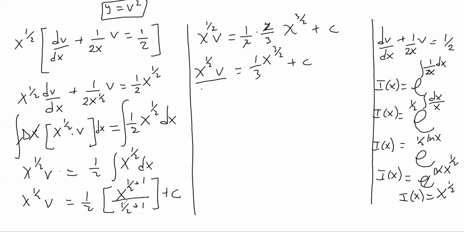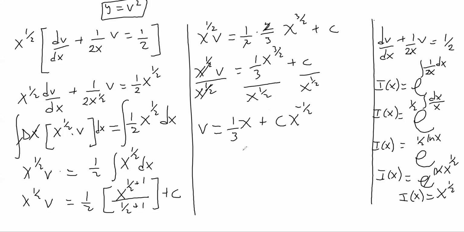So to find v, I'm going to divide here by x raised to the half, x raised to the half, x raised to the half. So this can go out with this. So my v will be equal to 1/3, now it's 3 over 2 minus 1 over 2. So 3 minus 1 is 2, 2 divided by 2 is just x, plus c x raised to the negative half.